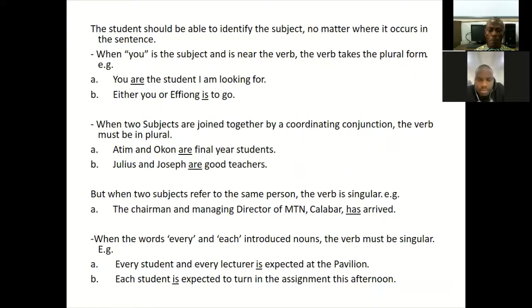Again, I would like to look at this, that when the words every and each introduce nouns, in this case maybe subjects, the verb must be singular. For example, every student and every lecturer is expected at the pavilion. Every lecturer or every student is expected. Take note we have said, when the word every or each. Again, another example: each student is expected to turn in the assignment this afternoon.